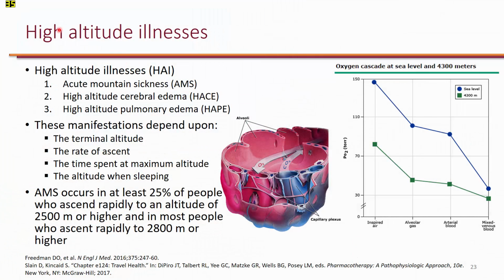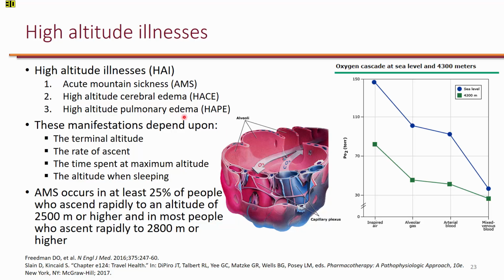So what exactly happens at high altitudes? High altitude illness has three different kinds: acute mountain sickness, high altitude cerebral edema, and high altitude pulmonary edema. These happen in order, and they also get more severe. High altitude pulmonary edema is a lot more severe than just acute mountain sickness.